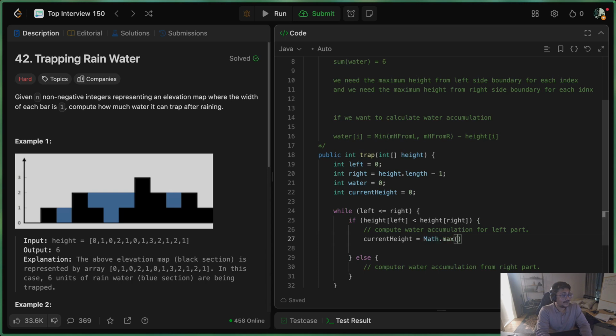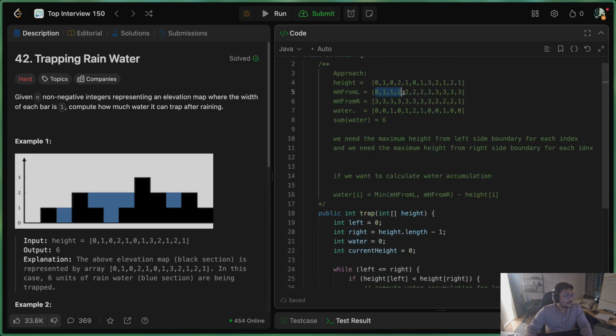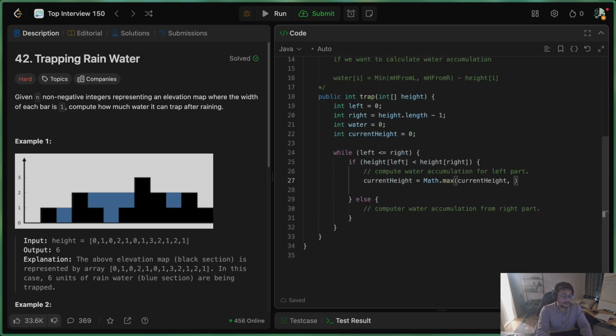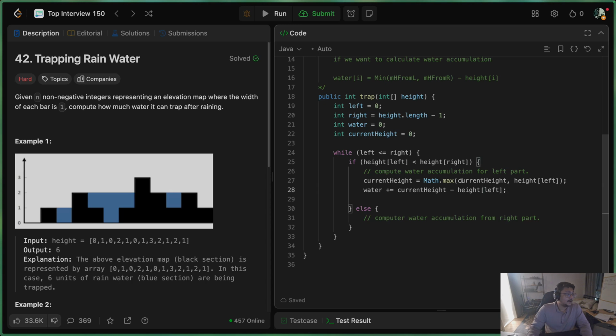So in order to calculate the max height from left side, what we can do is maintain a current height variable, and we can just use the same process we were doing here to maintain a max height from left. So every time we see a height from left, we try to compare it with the last height, and if it is greater, then we update our max height from left. Then to calculate water accumulated, we have to subtract the current elevation, which is the height of left, from the max height from left, and then once we are done, we increase the left pointer.